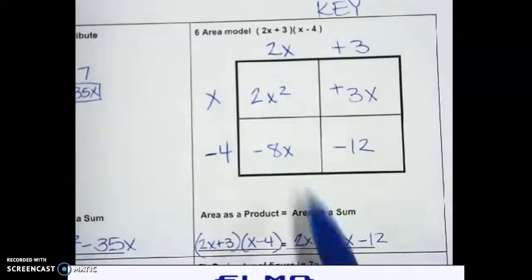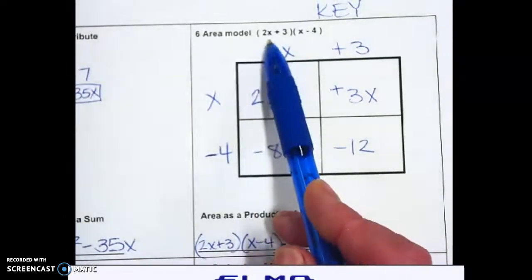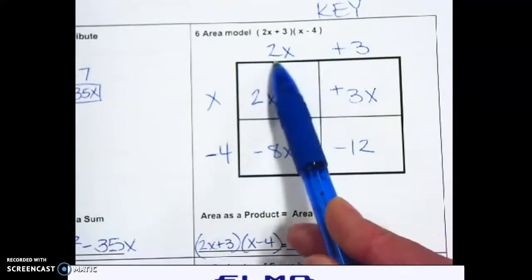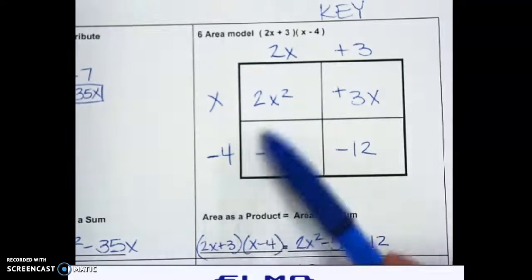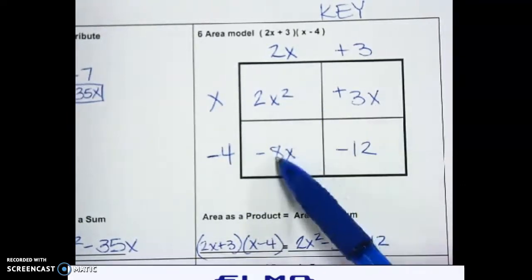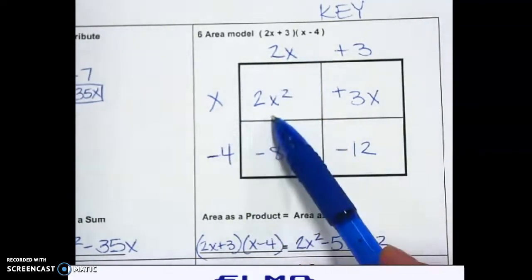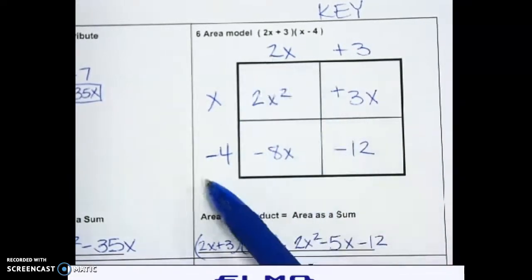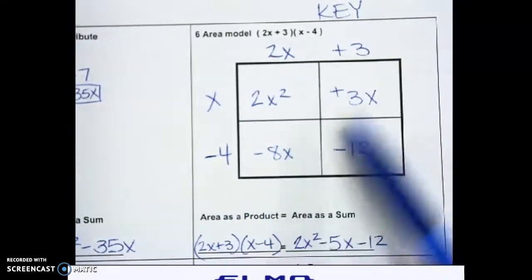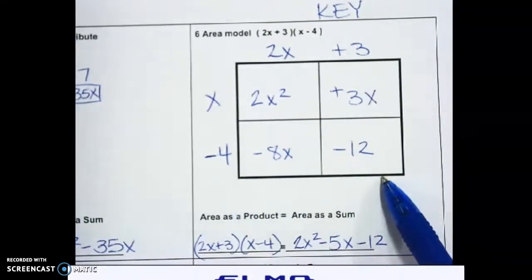All right, for box number 6, we have a binomial times a binomial. So I wrote the 2x plus 3 across the top and the x minus 4 down the side. And then inside each box, I just multiplied. So 2x times x is 2x squared. 3 times x is 3x. 2x times negative 4 is negative 8x. And 3 times negative 4 is negative 12.